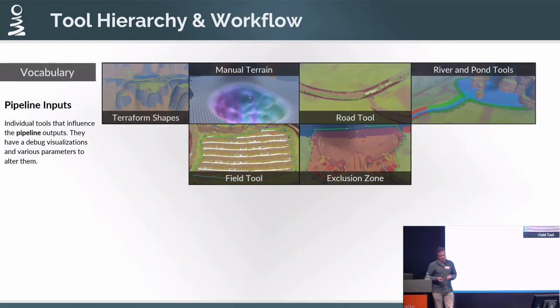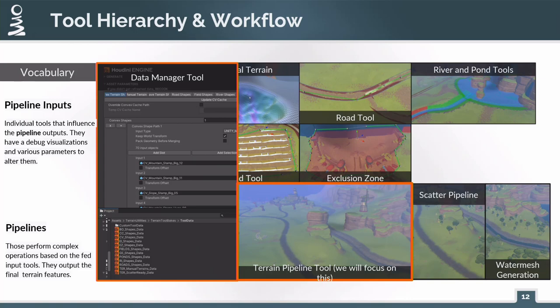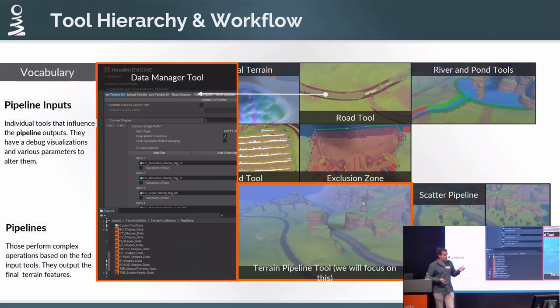But I think I'm introducing a few terms that vary wildly from studio to studio. So we call pipeline inputs loose tools that have debug visualization and some parameters to alter their look. And pipelines basically feed off of these pipeline inputs and perform complex tasks and output a result. And our process goes from the designer or the level artist setting up these individual tools, they would bake them into files, and those files would then be taken into the pipelines, and they do stuff with it.